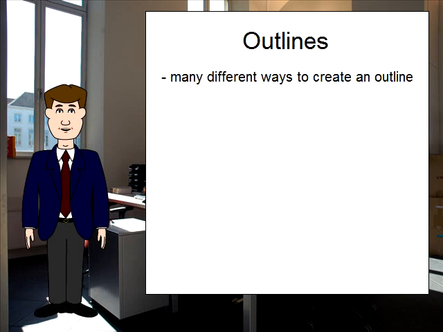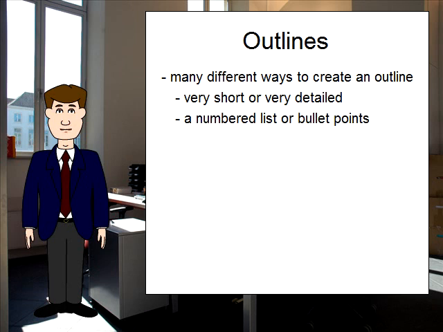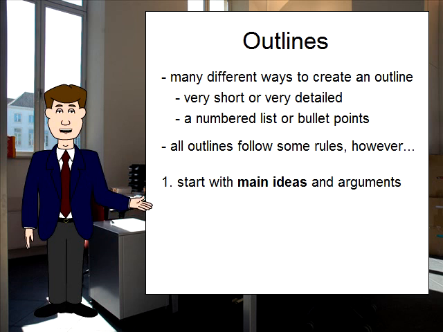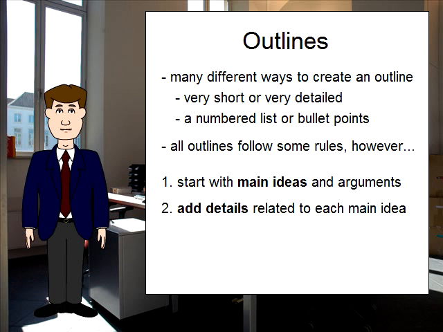There are many different kinds of outlines. They can be short or detailed, and they can be numbered lists or bullet points. However, most outlines do follow a few basic rules. First, you start by listing your main ideas and arguments, and then you fill in more and more details and evidence. You should organize your outline based on related ideas.